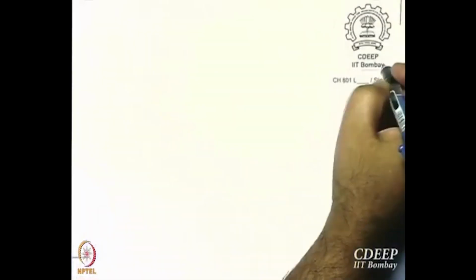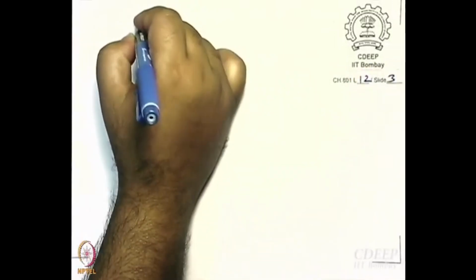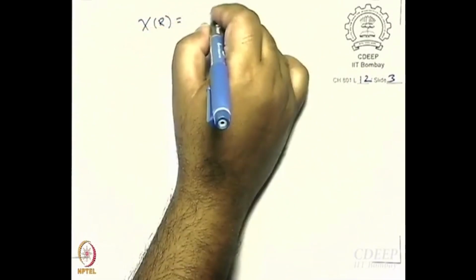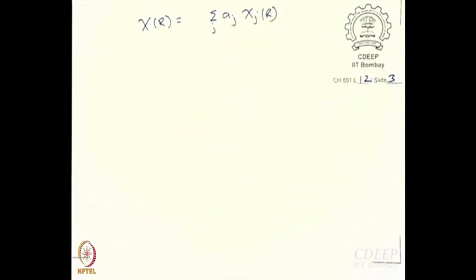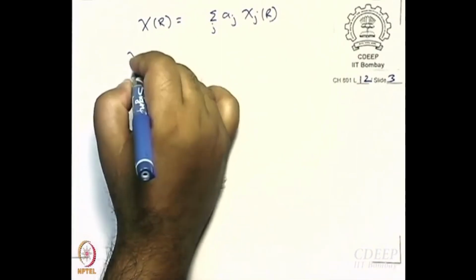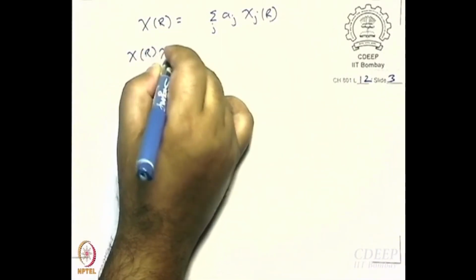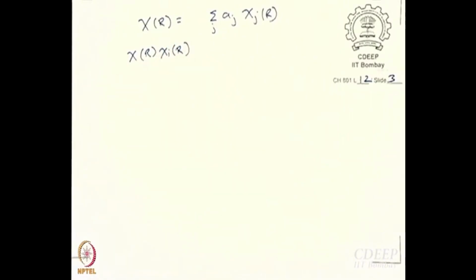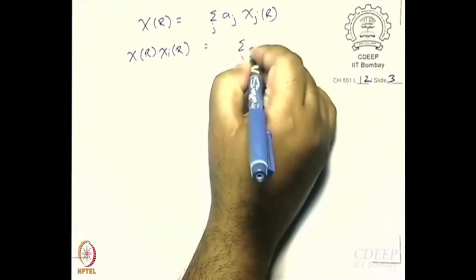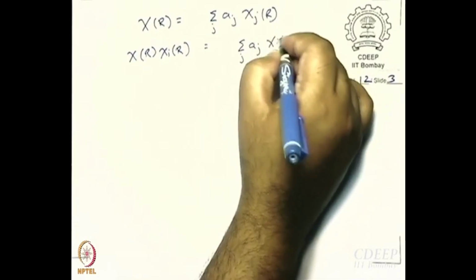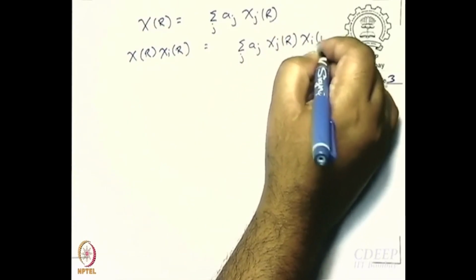Let's write it again. Chi of R equal to sum over J Aj chi j of R. What do I want to do now? I want to break it down into constituent representations. So one thing I can do is, let us write multiplied by, say, chi I R, where I is one of the j's. I is a specific value of j. So I can be 1, 2, 3, whatever it is. Okay. Will be equal to sum over j Aj chi j of R multiplied by chi I of R.